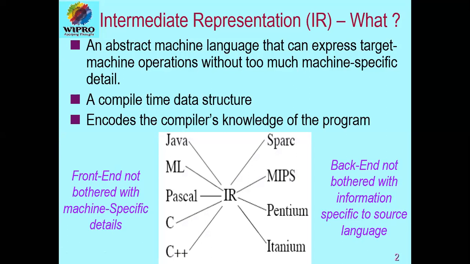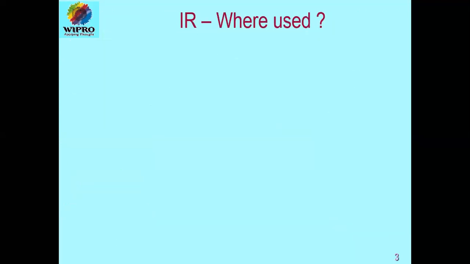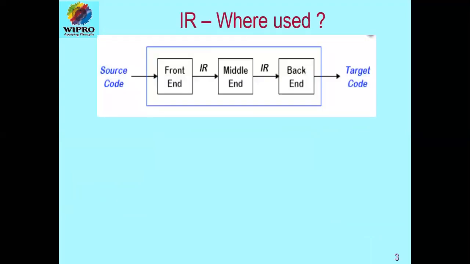Here we have SPARC, MIPS, x86. Every target machine will have its own addressing mode, instruction set, memory representation, etc., just like in SIC and SIC/XE we have seen. Fine. Okay. Where it is used, this is the flow.